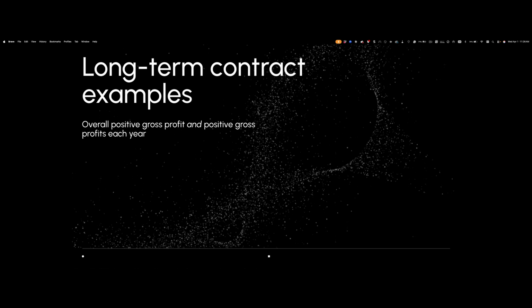Today we're going to look at long-term contracts and how they're accounted for across time. The first example that we're going to work with is overall positive gross profit for the contract and positive gross profit each year. So let's get started.